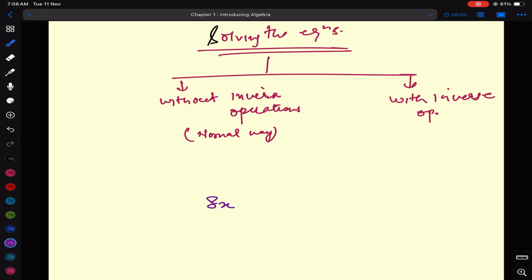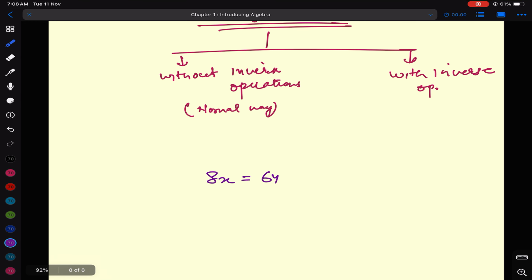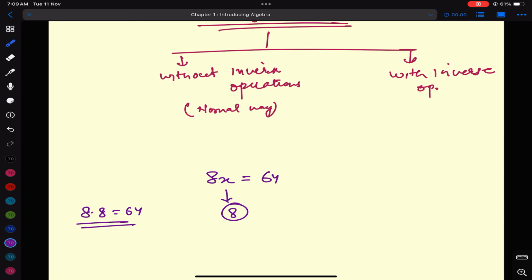Now let's take the example of 8x equals 64. Now how do we normally solve this equation? As we have seen in the first lesson, either we do a hit and trial, wherein we figure out what should be multiplied with the 8 on the left to get 64 on the right, so that is obviously 8.